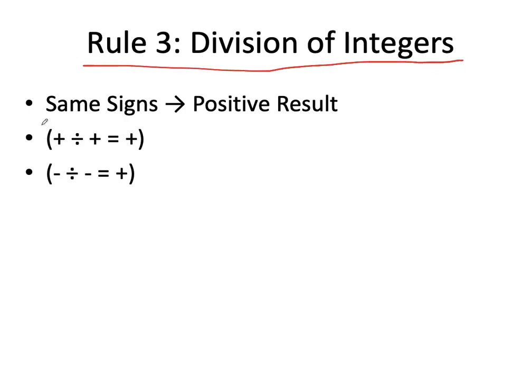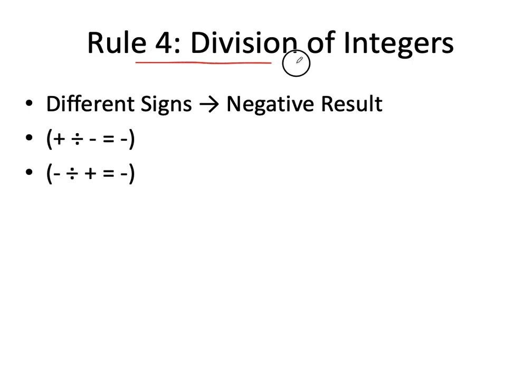Now we have the rules for division of integers. As you know, in division also, with the same sign the result will be positive. A positive integer divided by a positive integer, the result will be positive. And a negative integer divided by a negative integer, the result will be positive.